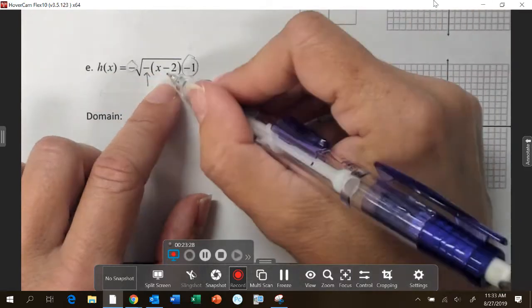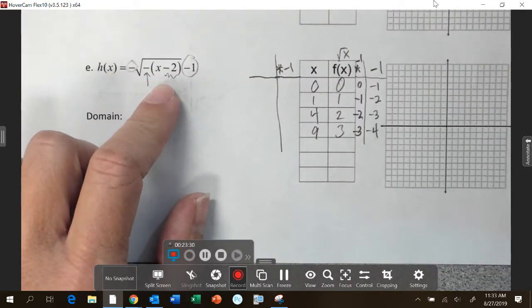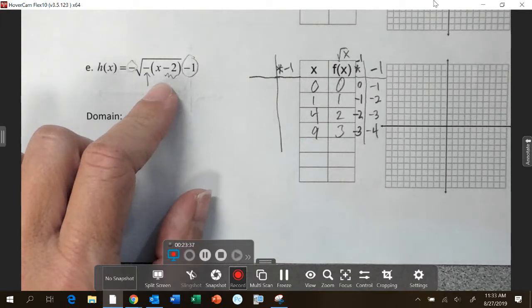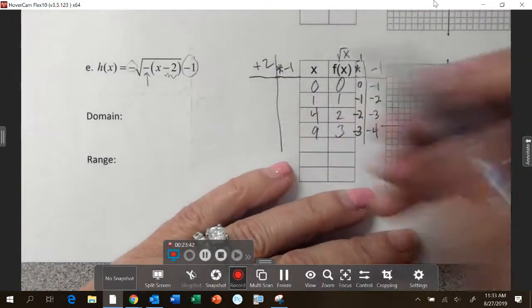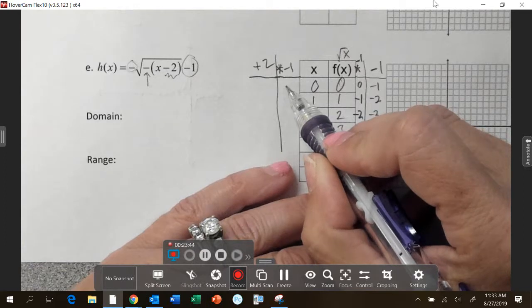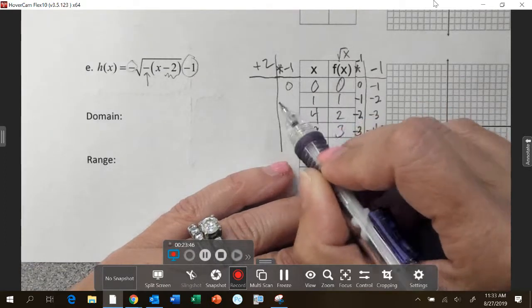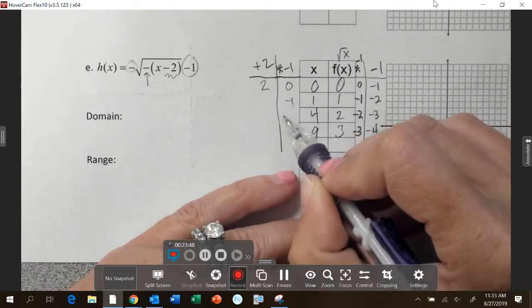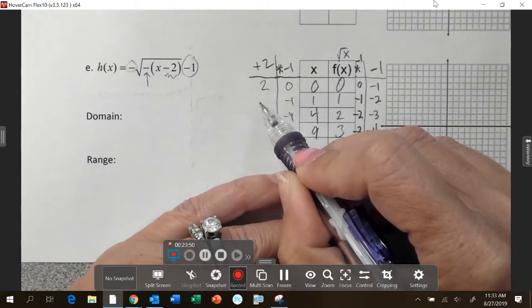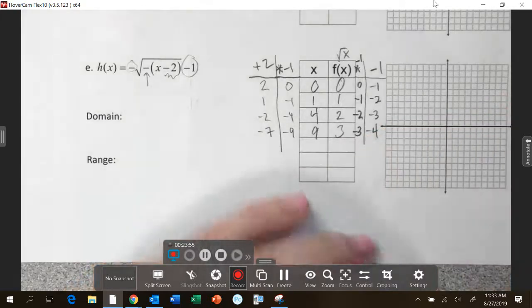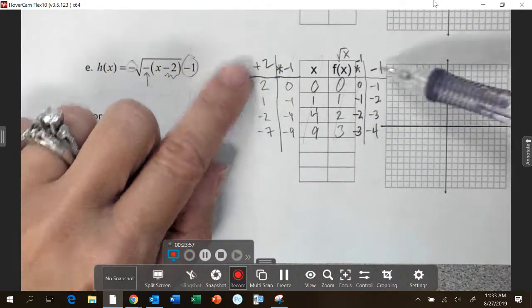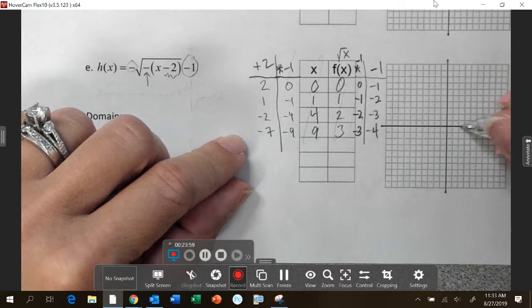And then after that, what do I do if there's a -2 inside the function here? What do I do if it's a -2? Do I do -2? No, I do the opposite. I add 2. So anything on the horizontal side is the opposite operation. And then we graph the outside x's and the outside y's.